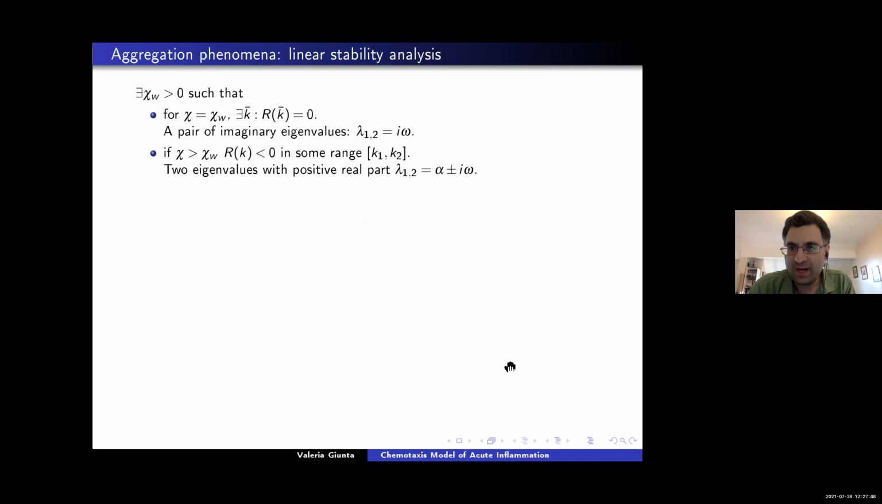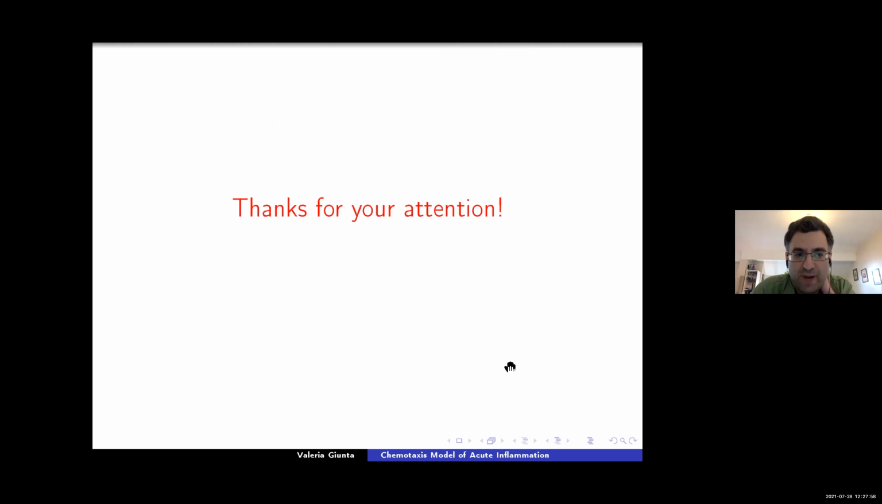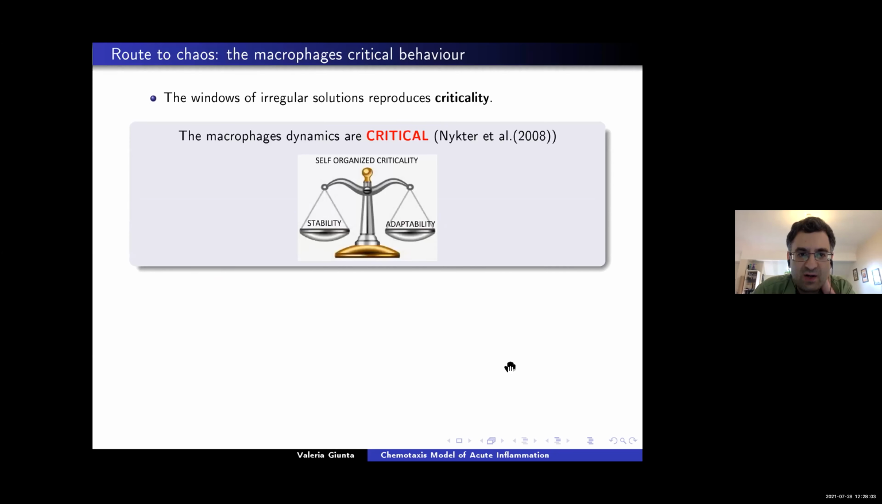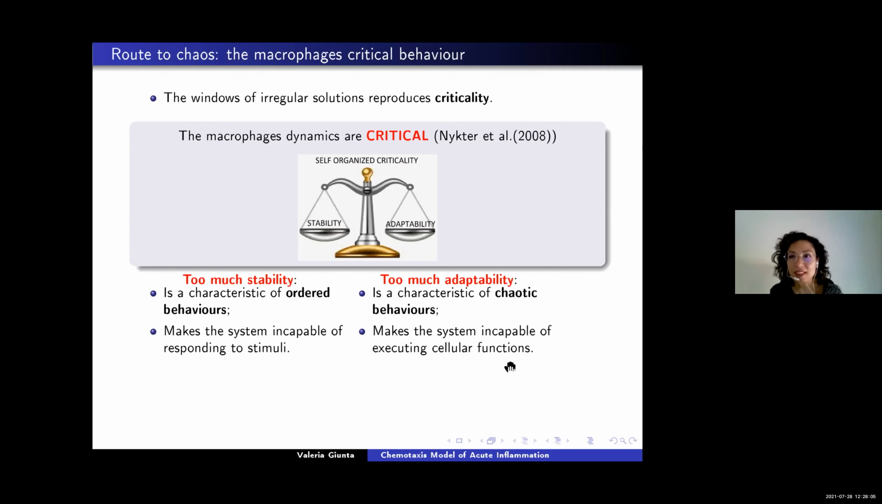Okay, while perhaps people are thinking about it, one question that I have is, at some point you were talking about criticality, right? So you were saying it's sort of a balance between stability and adaptability. How do you actually measure it? How can you decide if some dynamics are critical?